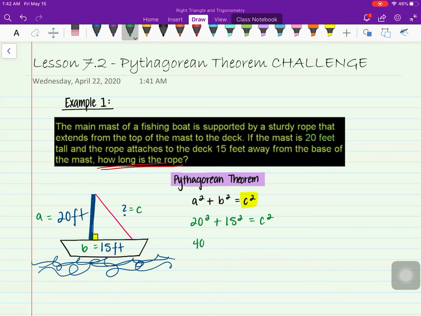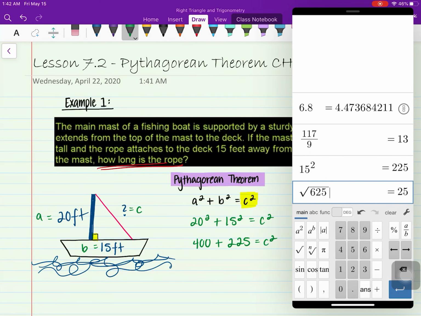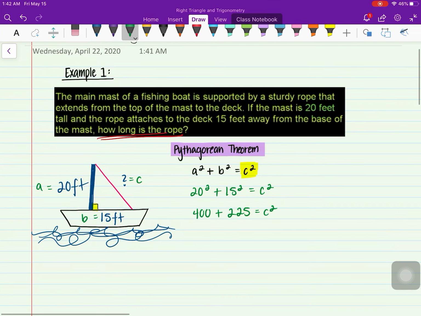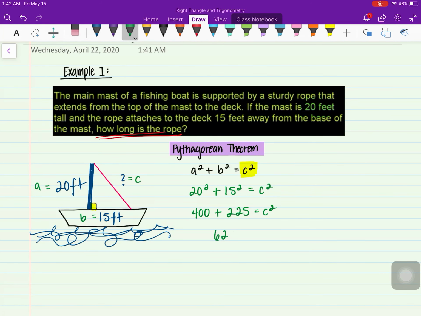So then 20 squared in this case would give us 400. And 15 squared would give us 225. If we don't know this from the top of our head, we can always use a calculator. So then we have 400 plus 225 equals C squared. Now let's go ahead and combine like terms here. We have 625 equals C squared.